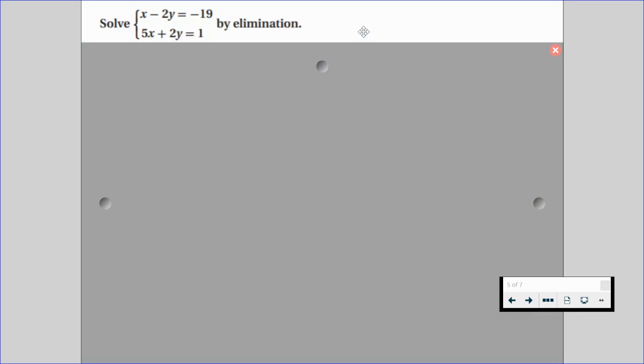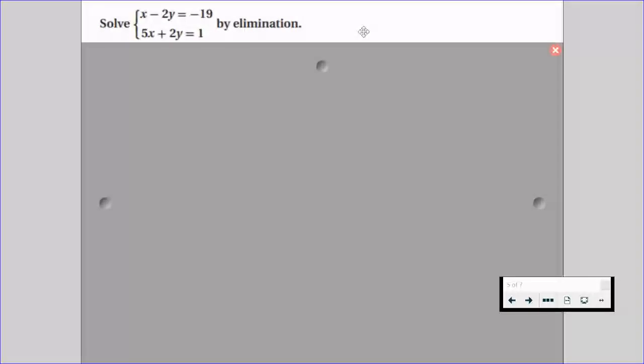We're going to solve this system. x minus 2y is equal to negative 19, and 5x plus 2y is equal to 1. Let's remember what setup we want when we're using the elimination method. In order to use the elimination method, we want to choose a variable that we want to eliminate, and we have to make sure we have opposite coefficients.